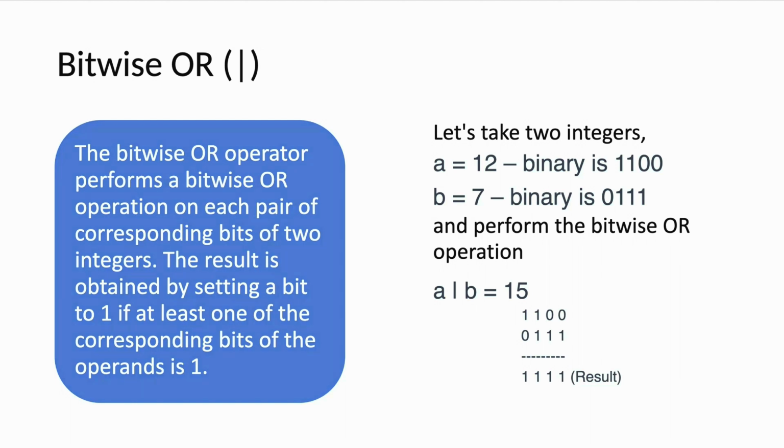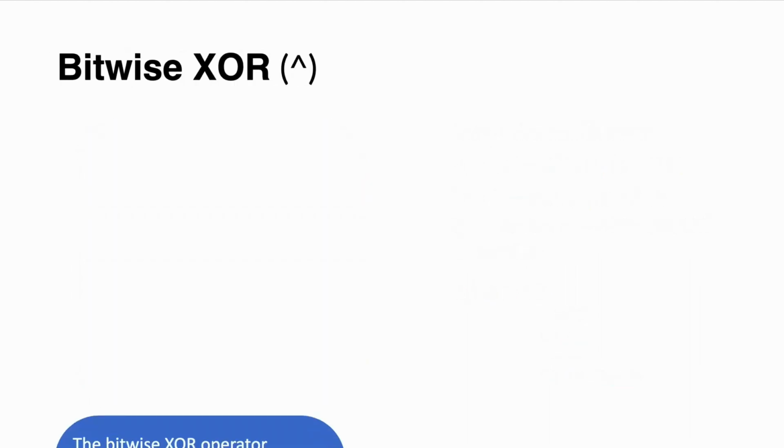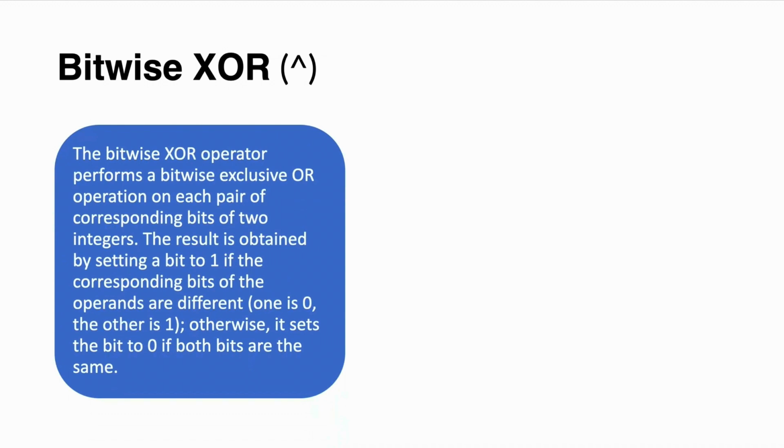Now let us move on to the next bitwise operator, which is the bitwise XOR operator. Let us have a look at the definition first. The bitwise XOR operator performs a bitwise exclusive OR operation on each pair of corresponding bits of two integers. So again, if you want to perform bitwise XOR between two numbers, then first of all you will have to convert those numbers into their binary representation, and then you have to perform the bitwise exclusive OR operation one by one on each of the bits of both the numbers, and the result will be obtained by setting a bit to 1 if the corresponding bits of the operands are different.